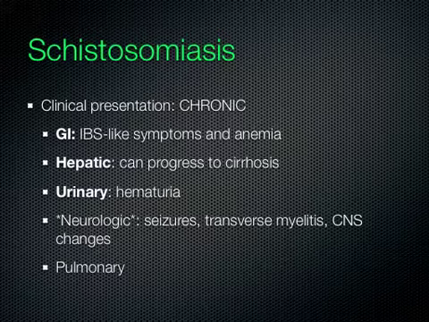And this is more likely what you'll see in the endemic areas, people with chronic illness. This is from the schistosomas that have lodged in the GI tract or in the hepatic tract, where people are going to get IBS symptoms. They can get anemia because they end up with ulcerations and bleeding. In the GU tract, they can end up with hematuria. People can get cirrhosis because it clogs up all the portal circulation.